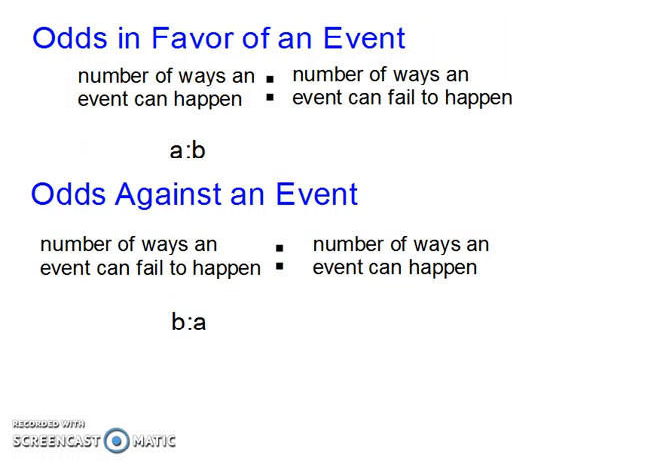So now let's look at odds. Odds in favor of an event. The number of ways an event can happen to the number of ways an event can fail to happen.